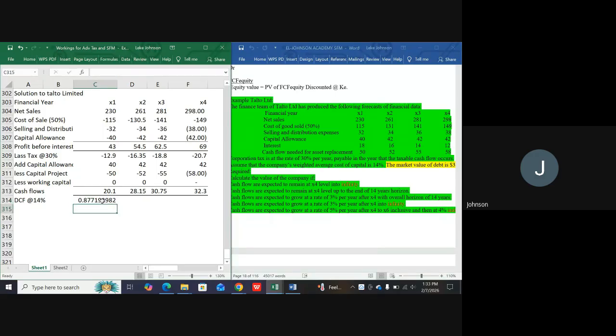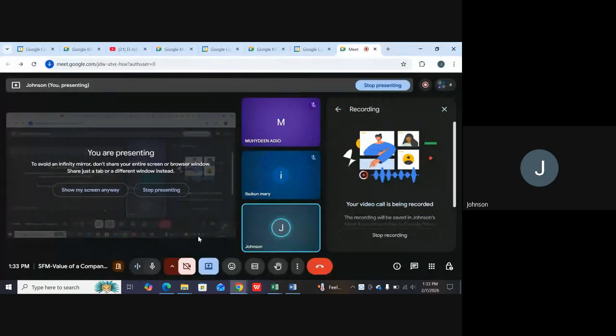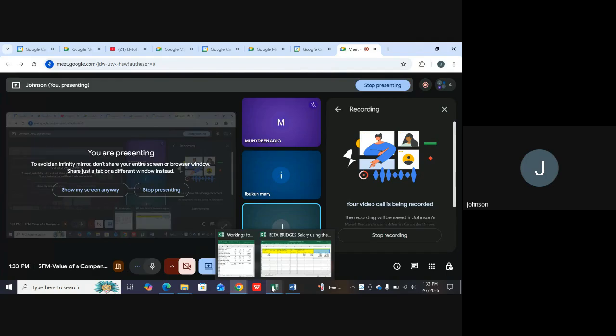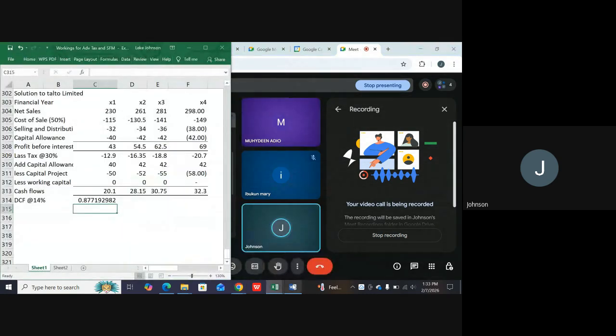Is there anybody on this call that does not understand how to get the discounting factor? Anybody on the call, indicate so that I can explain more on discounting factor. I guess there's nobody that doesn't know. We all understand it. Am I right? Yes. Are you sure, Madam Ibukun? Yes, yes. Okay, the next person, Dio. Yes, I understand, sir. All right, no problem. If you say you understand, I believe you.